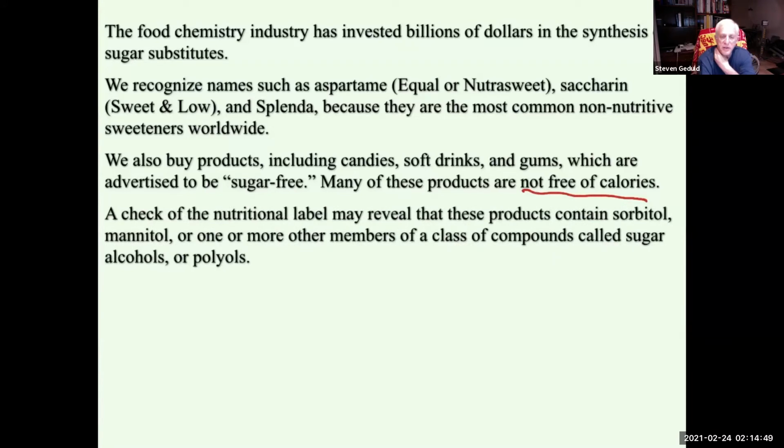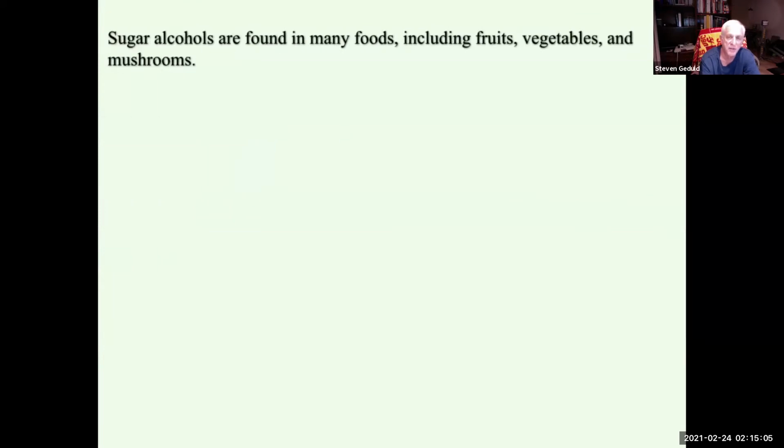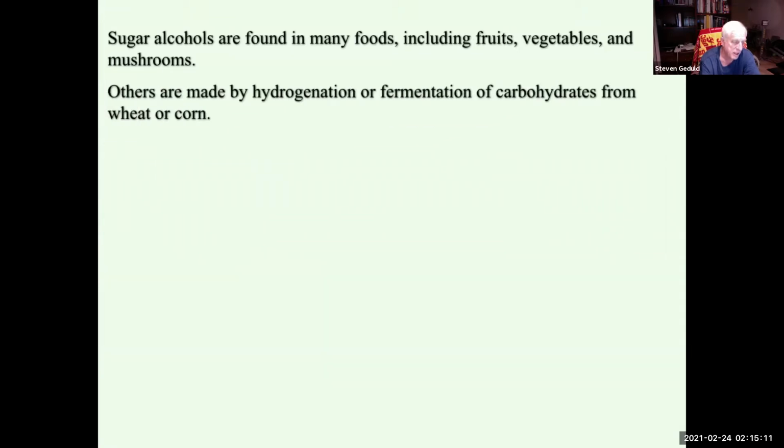A check of nutrition labels reveals that these products contain sorbitol, mannitol, or one of the member classes called sugar alcohols or polyols. Multiple OH groups taste sweet. And they do have calories to them. Sugar alcohols are found in many foods like fruits, vegetables, and mushrooms. Others are made by hydrogenation or fermentation of carbohydrates from wheat or corn.